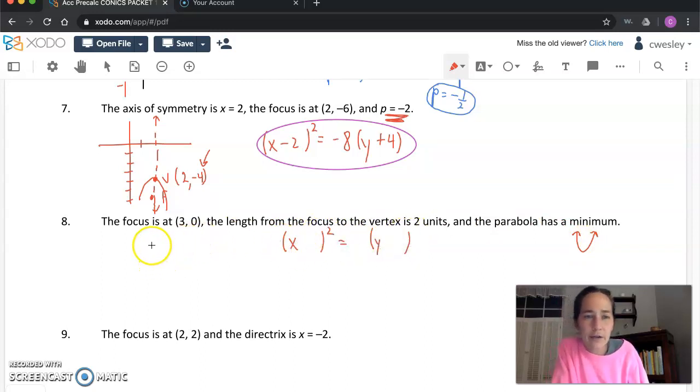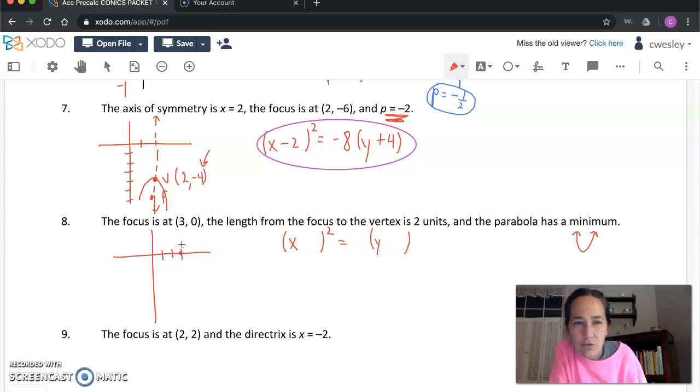All right, let's see what we need. Focus is at (3, 0). Length from focus to vertex is 2 units, and we know the parabola opens up, so you'd actually have to go down 2 from the focus to get to the vertex, so that we are opening up toward the focus. And that means p is 2, right? They gave us that in the problem. And that means the vertex, what's 2 down from (3, 0)? (3, -2) should do it for a vertex.